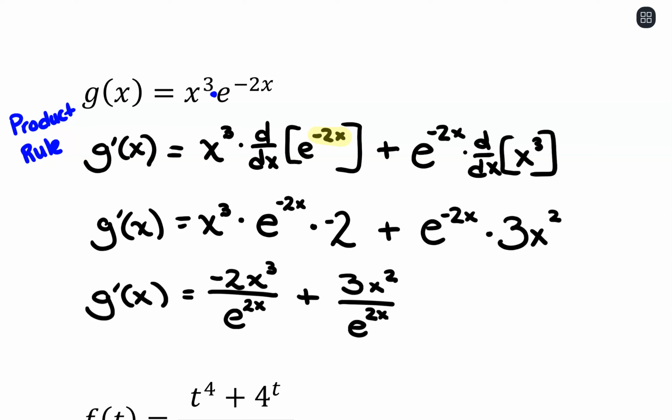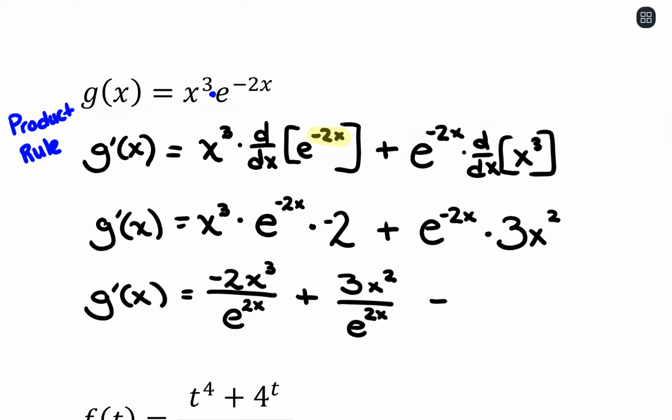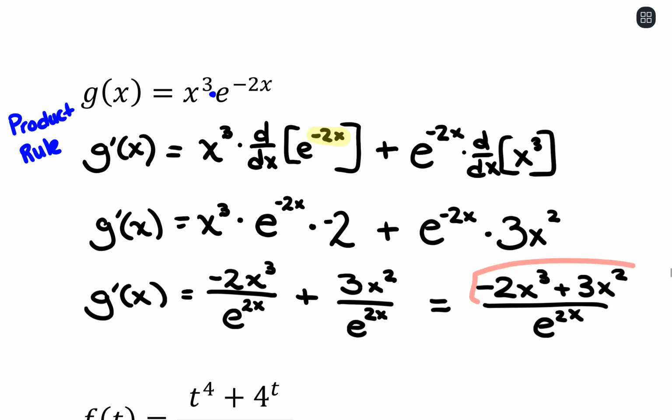And what's nice is that we have a common denominator there, so we could go ahead and add those together for negative 2x cubed plus 3x squared all over e to the 2x. And we could leave it like that. We could even go a step further with factoring out x squared in that numerator. Usually, if we think about factoring the numerator, it's to try and cancel things with the denominator, which factoring out an x squared isn't going to do anything with that denominator there.